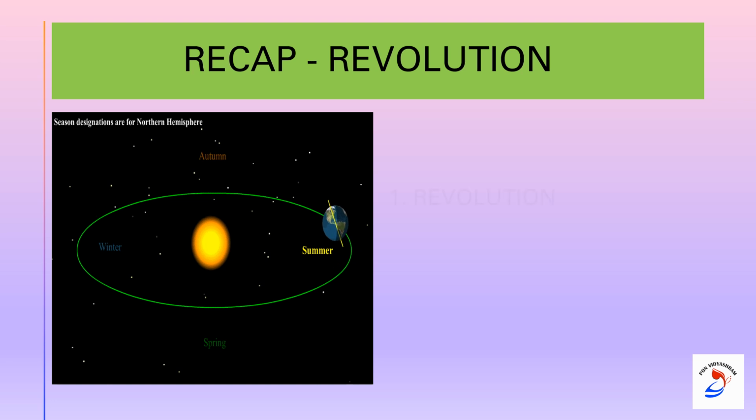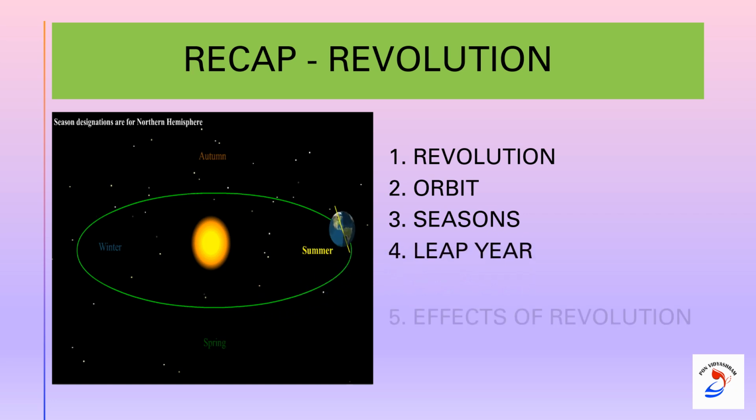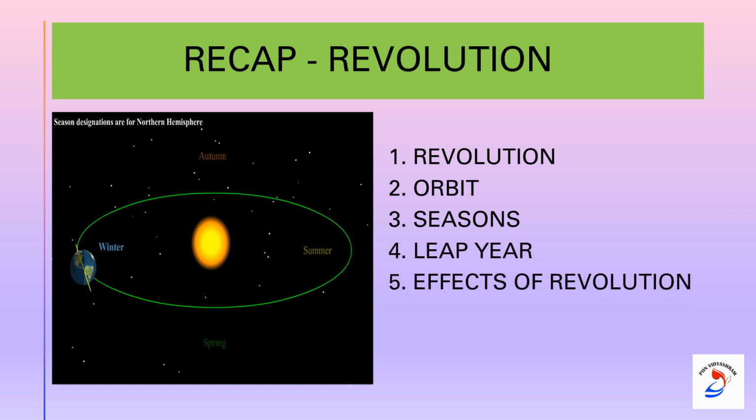So what we learned in revolution? Revolution, orbit, seasons, leap year, effects of revolution. So what is meant by revolution? The revolution is the movement of Earth along a fixed path called orbit. Orbit is nothing but a fixed path in which Earth revolves around the Sun. Seasons, how many seasons? There are 4 seasons. Leap year, the year which has 366 days is called a leap year.